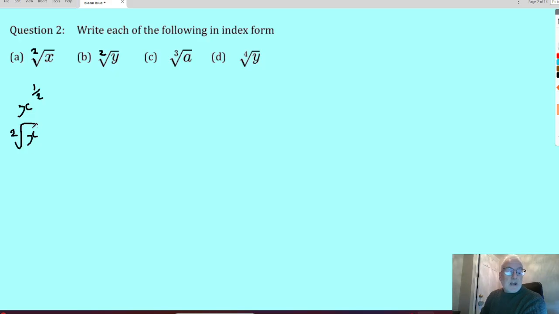So all we do is we take our base number outside of our root this time, and we do 1 over, and we take our root and put it at the top. So x to the power of 1/2 is the answer to A.